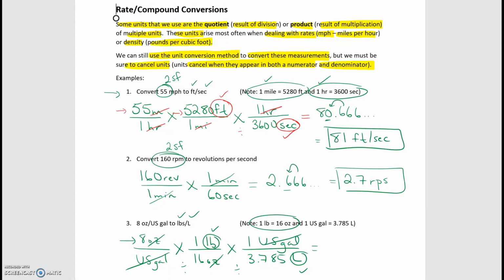And we can do all of this in one line in our calculator. So 8 divided by 16 divided by 3.785 equals 0.132. And we're going to once again check back. That's one significant figure. So that's the first one. It's going to stay at 0.1 pounds per liter as a final answer.